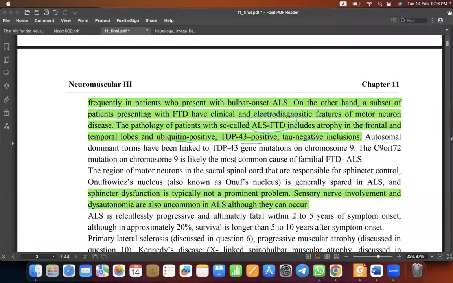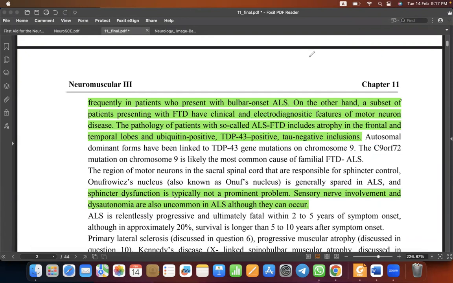There's some other form as well. Sometimes there could be a mutation in the TDP-43 gene in chromosome 9. There could be C9ORF72, which is another variety. So we should remember this fact also.